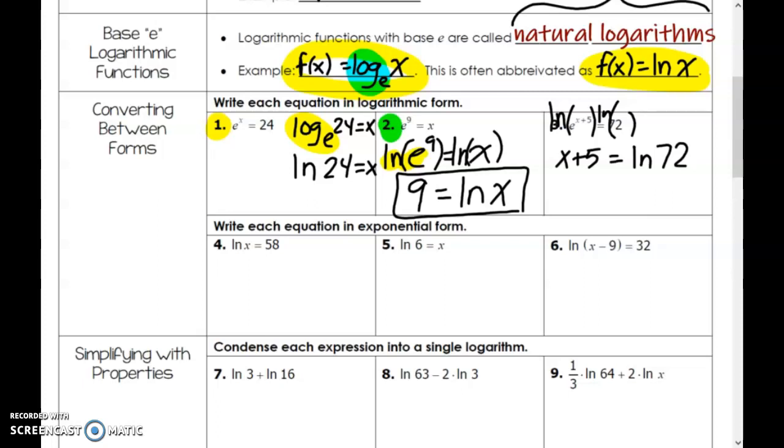All right, putting these in exponential form. With number 4, since we have this natural log of x equals 58, we're going to do e to each of these powers. So essentially we're going to do e raised to that power and e raised to that power. In doing that, this natural log and this e get to cancel each other out. So we have x equals e to the 58 power.